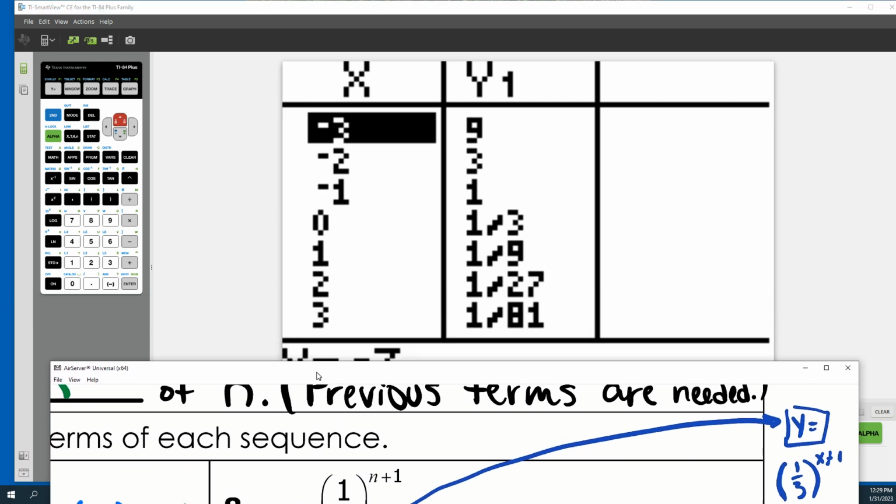All right. Now, any of these x values that are less than 1 don't even make sense. Like the negative third term, that doesn't make sense. So all we do is we scroll up or down.